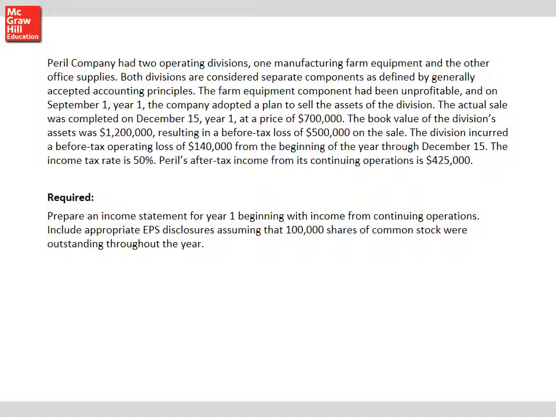The division incurred a before-tax operating loss of $140,000 from the beginning of the year through December 15th. Their income tax rate is 50%. Parallel's after-tax income from its continuing operations, which would be its office supplies division, is $425,000. Prepare an income statement for year one beginning with income from continuing operations. Include appropriate earnings per share, assuming 100,000 shares of common stock were outstanding throughout the year. So now we're dealing with a discontinued operation of a company.